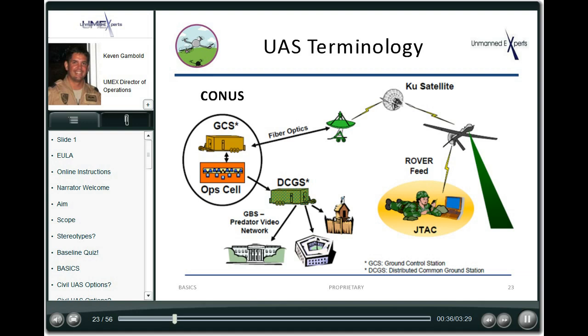So let me walk you through the page in front of you. On the left-hand side, you have your ground control station in CONUS. In this case, that stands for the continental US.